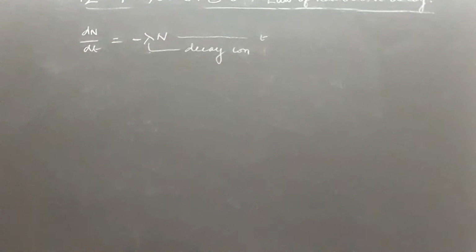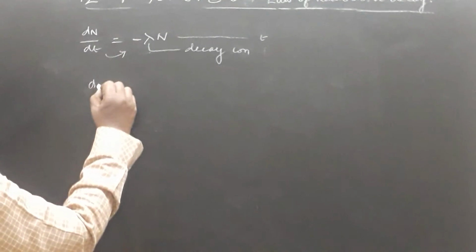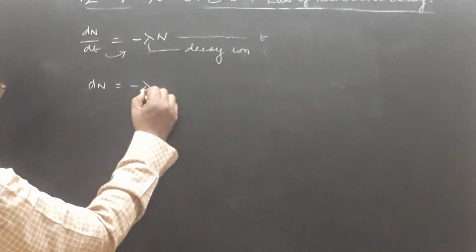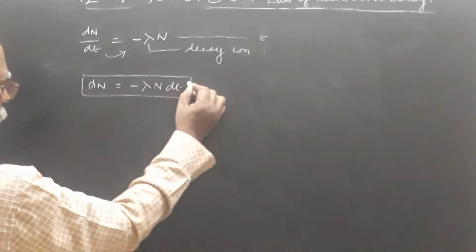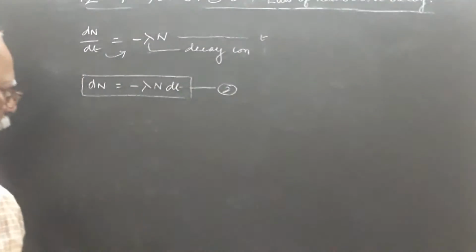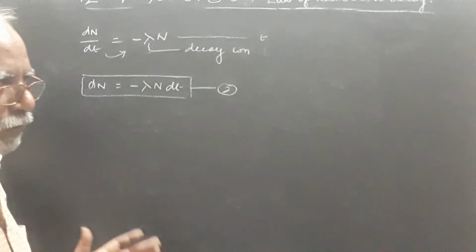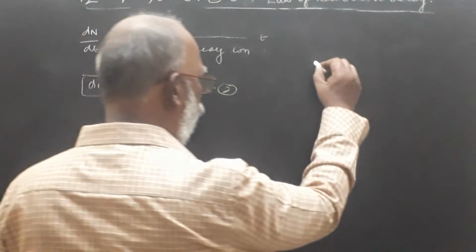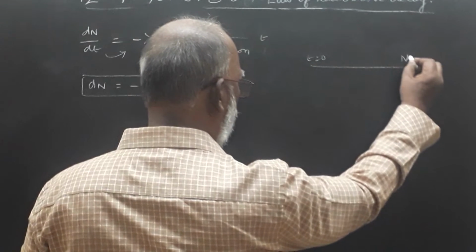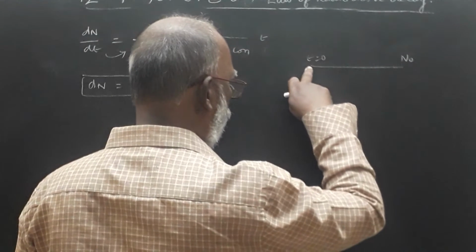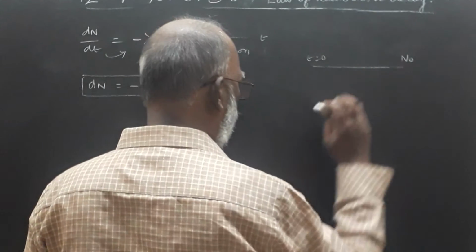Now, if you cross multiply this equation, then dN equals minus lambda into N into dt. This is called the second equation. Or if you want to integrate, to find the total decay over a certain period or range, for example, when t equals 0, there is no decay starting, the total number of nuclei is called N0.